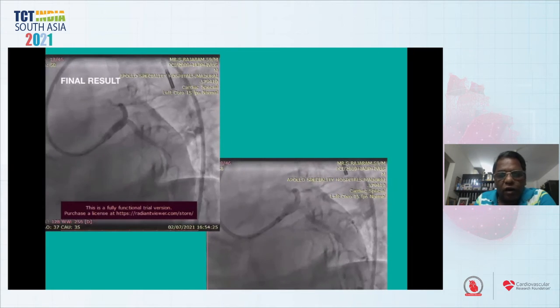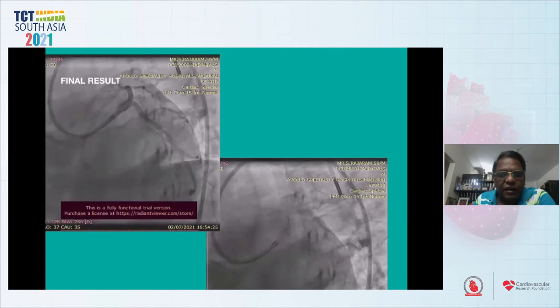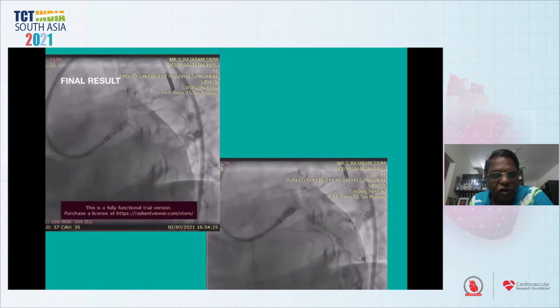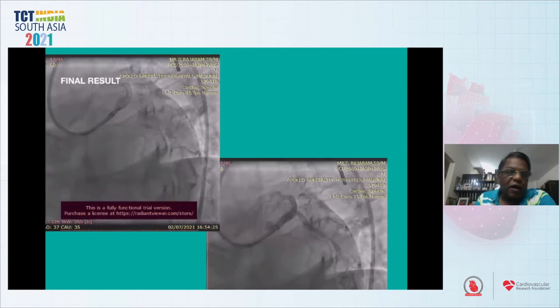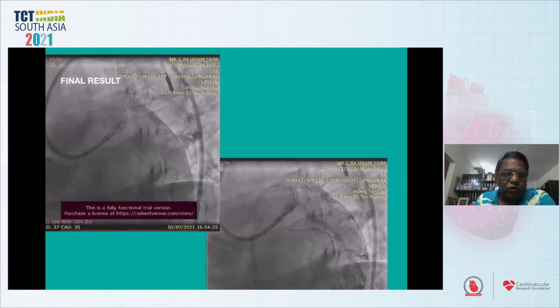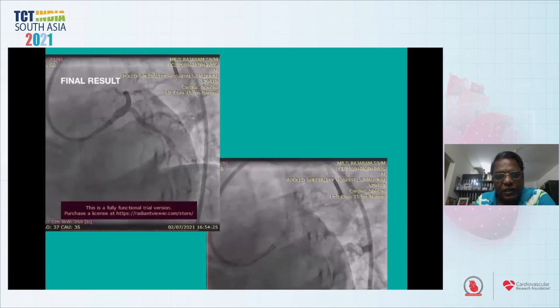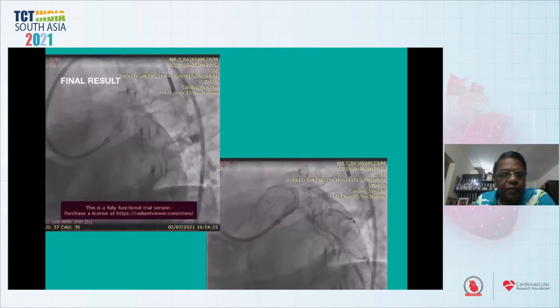I thought I got a very good angiographic result with this technique, even if it is an emergency revascularization procedure, and the patient did very well. Next day, the blood pressure improved. I removed the IABP within 24 hours. Blood pressure became 140/80. EF improved to 35% and I discharged the patient on the 5th day.